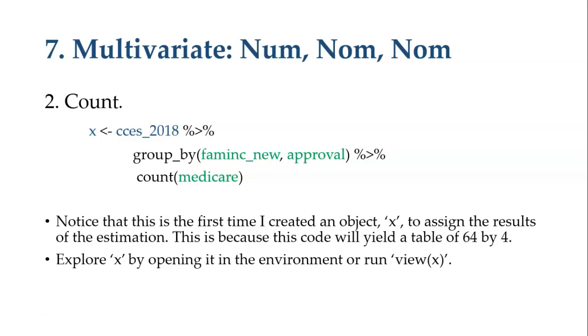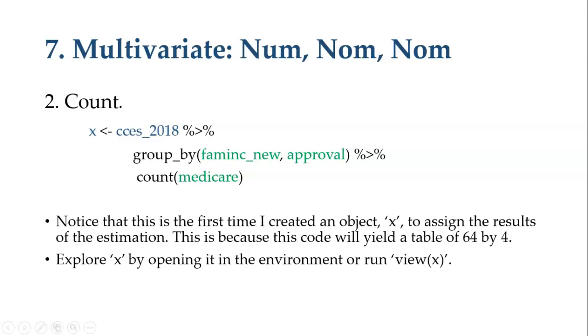Okay, so in this case, when you count, you're going to use first your control variable. I'm sorry, I use my independent variable, family income, later your control variable, approval, and finally your dependent variable, Medicare. Okay? And notice that this is the first time I created an object, in this case X, to assign the results of that estimation, because the table is going to be so long. It's very long.